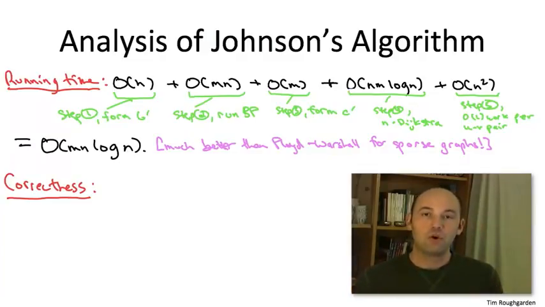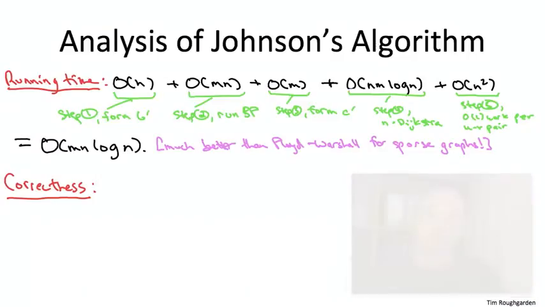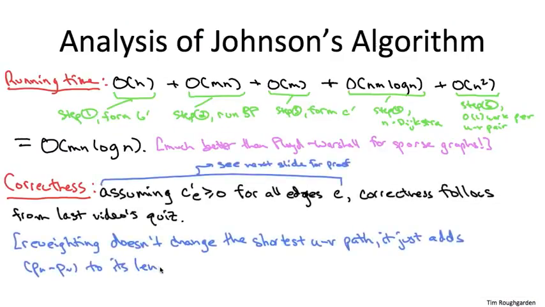So that means when we invoke Dijkstra's algorithm in step 4, it indeed gets the shortest paths correct. The shortest path distances are incorrect, but we know exactly how much they're off by. They're off by p sub u minus p sub v, and that is corrected for in step 5. So that's why, assuming correctness of Dijkstra's algorithm, which in turn relies on non-negativity of the modified edge lengths, the end result of Johnson's algorithm is indeed the correct shortest path distances.